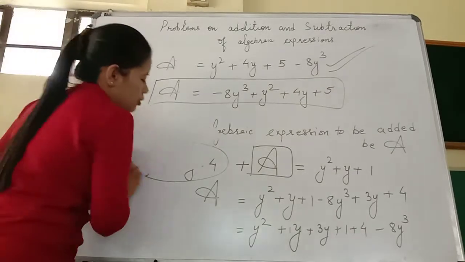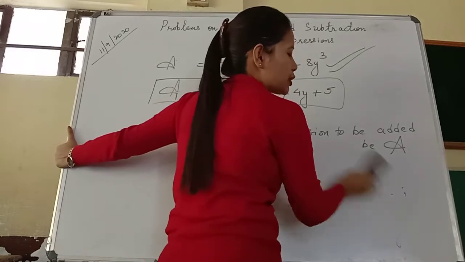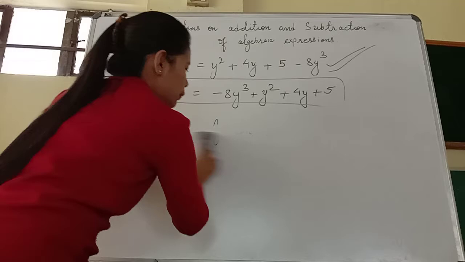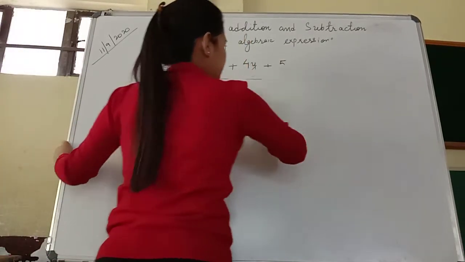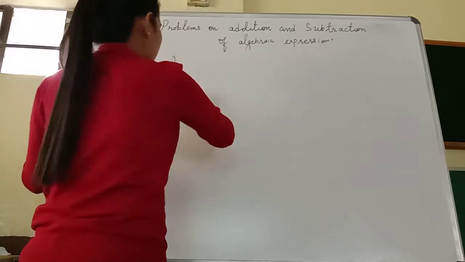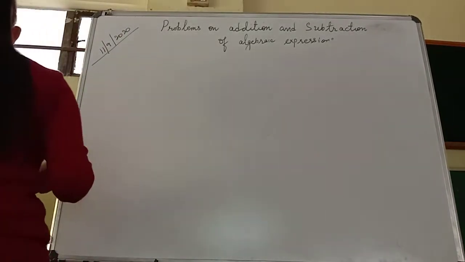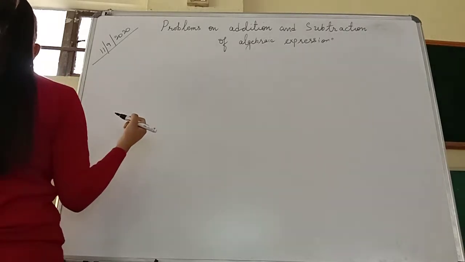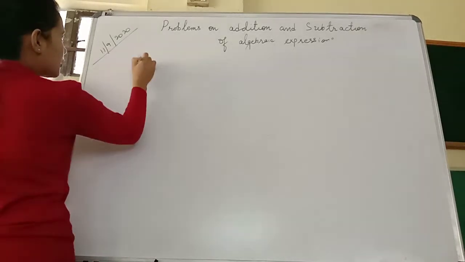Now let me solve question number 7 also for you. Based on this video, I'll be sending you 2 practice questions. You need to solve those questions. Okay. So let me do question number 7. It says, how much should be subtracted from 3ab minus 4bc plus abc to get the given expression? Okay, so this is question number 7.